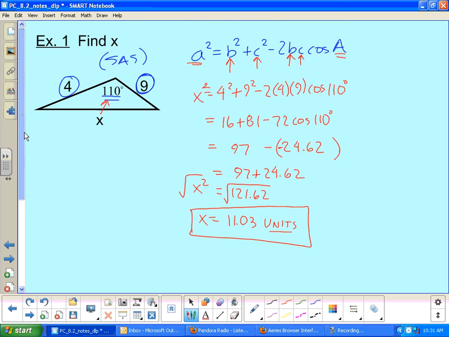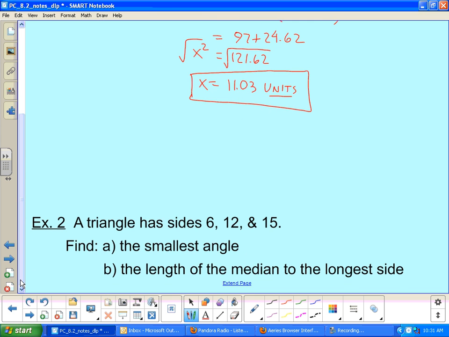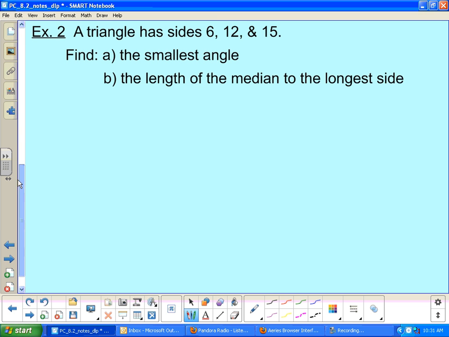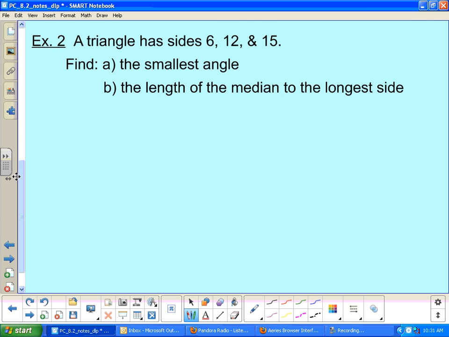Okay, now what if we were looking, so that one was looking for a side, but now we're looking for an angle. We've got to tweak the law of cosines equation a little bit if we want to find an angle. So let's try one of those. Here we have a triangle that has three sides. So this is the side situation. And we want to find the smallest angle.